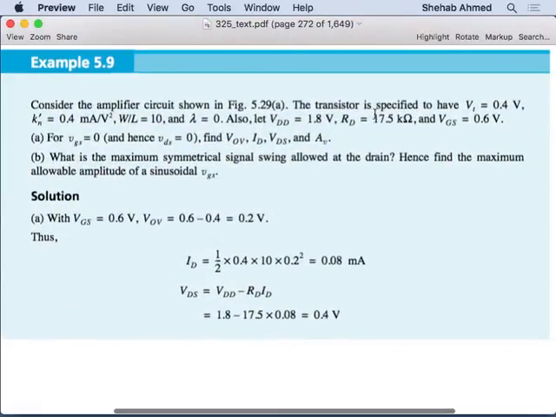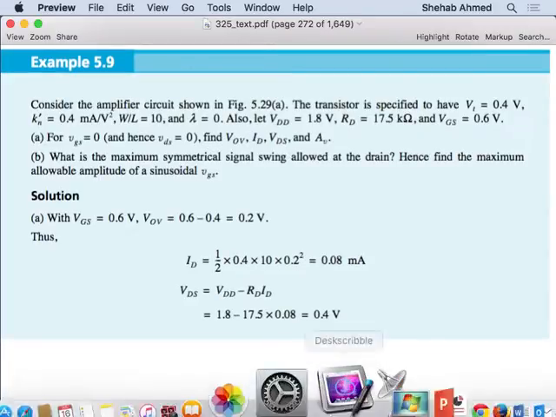Consider the amplifier circuit. The transistor is specified to have VT, Kn prime, and W over L, and lambda is equal to 0, so you're neglecting channel length modulation. They're giving you a certain supply voltage, a certain value of load resistance, a certain value of gate to source voltage. Part A, they're telling you there's no small signal, which means what? I'm doing my DC operating point analysis, like yesterday.